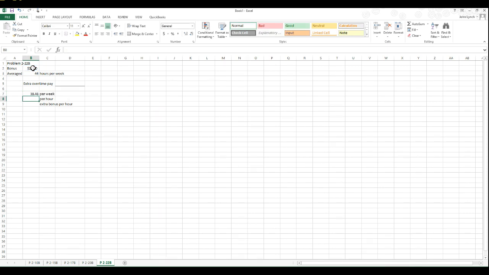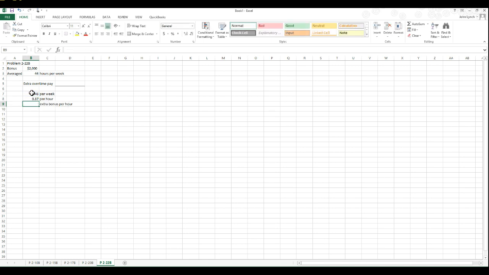Now we find out what it is per hour. So again, we do the equal round. And we would take the 38.46 divided by, not 40, but the average work is 44 hours. So it's divided by 44, which means it's 87 cents per hour.